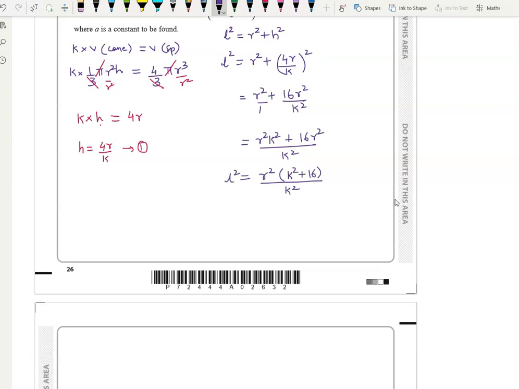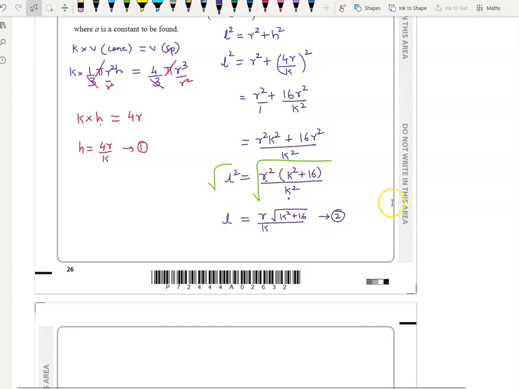Now I want L, so I need to take square root of both sides. So let's take square root of the left and square root of the right. Square root of L square is L, square root of r square is r, square root of k square is k, and this bracket we cannot take the square root, so we can leave it inside the bracket as square root of k square plus 16. Okay, let this be point number 2.